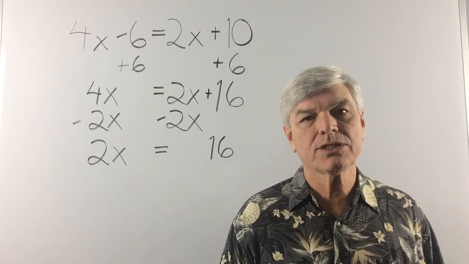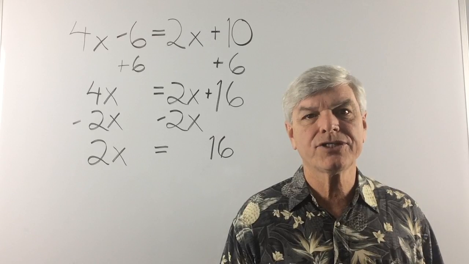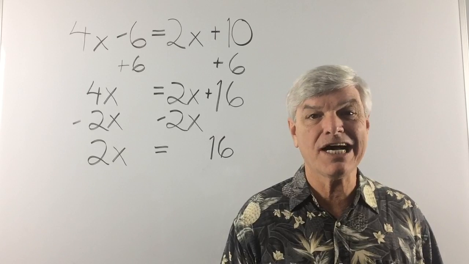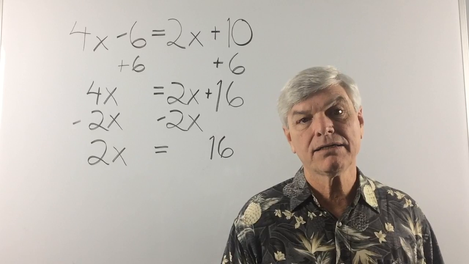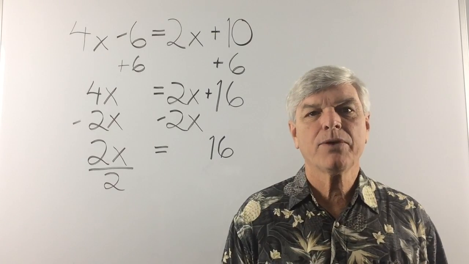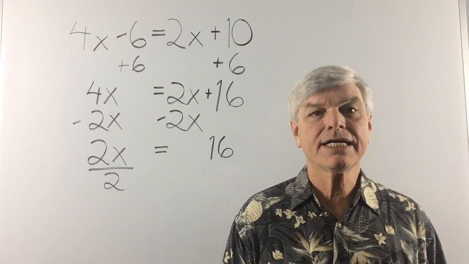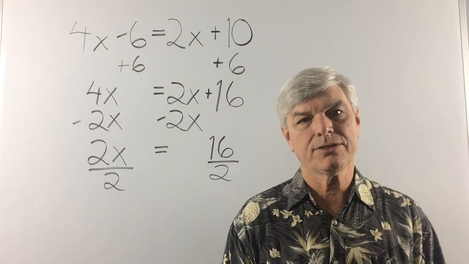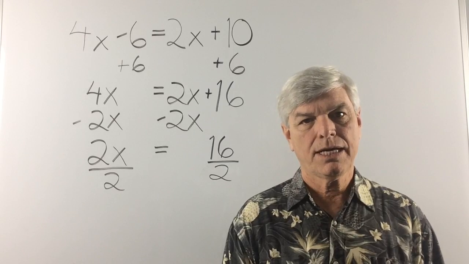Now we have x with the coefficient, and we're multiplying that coefficient times x, so 2 times x. To get rid of 2 times x, we're going to divide it by 2. If we're multiplying, we need to do the inverse. We need to divide. And repeating myself for about the 50th time, whatever you do to the left-hand side, you need to do to the right-hand side. That's right, 16 divided by 2. So we have 2x divided by 2 equals 16 divided by 2.